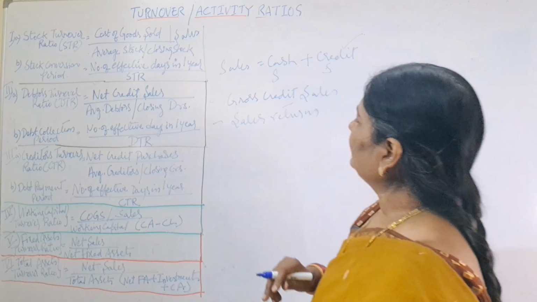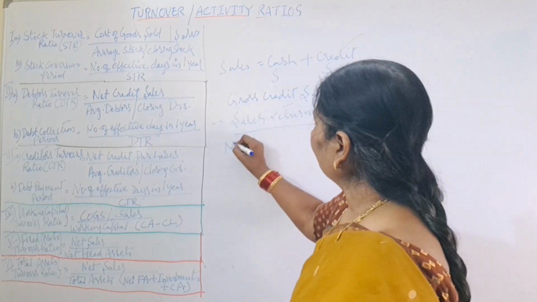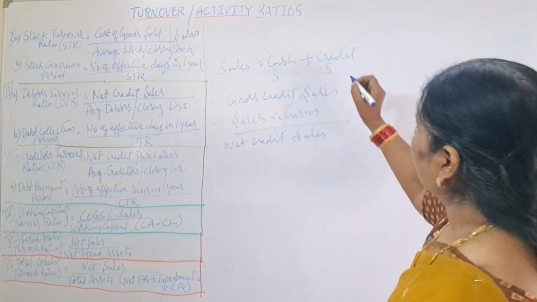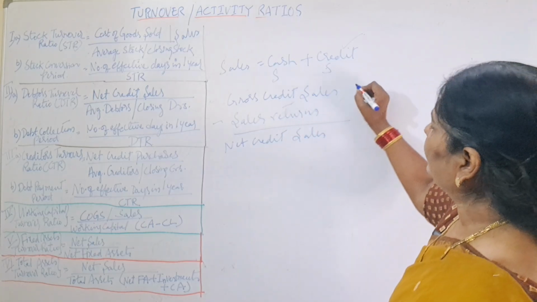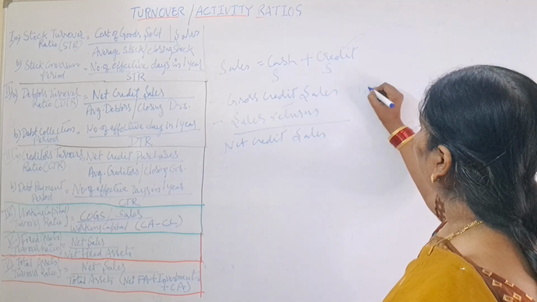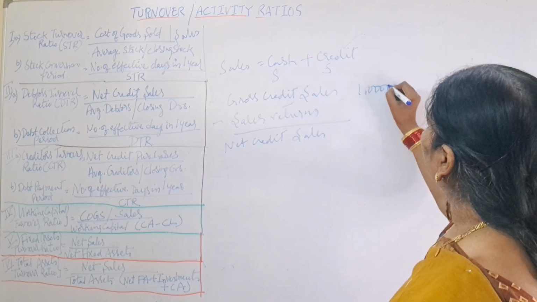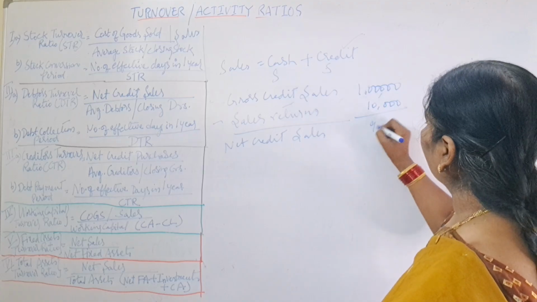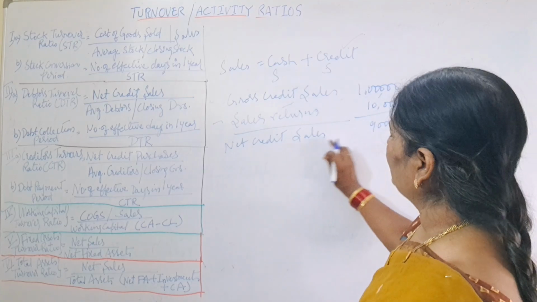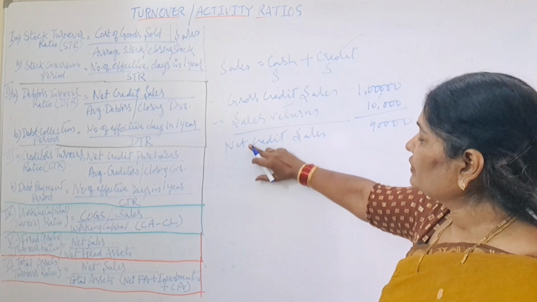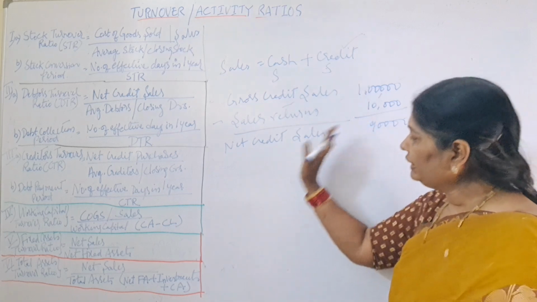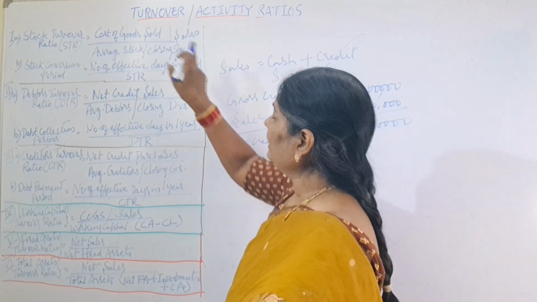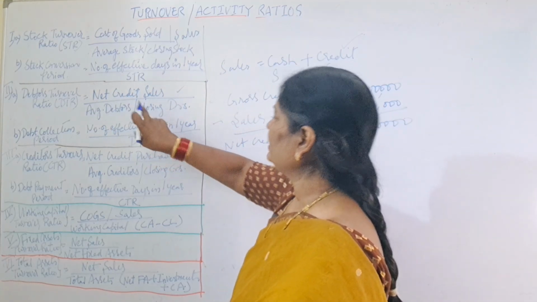So whatever the amount you will get, that you will take as net credit sales. Say for example, your credit sales amount is 1 lakh, right? And sales returns amount is 10,000. So how much you have to take? You have to take only 90,000. Means how much of amount we have sold on credit basis. After deducting sales returns, we will take that amount here, divided by average debtors or closing debtors.